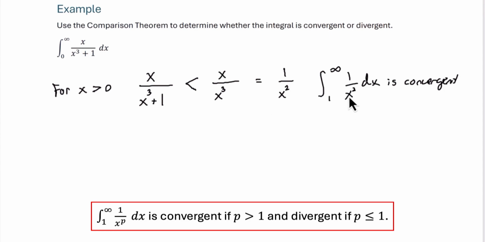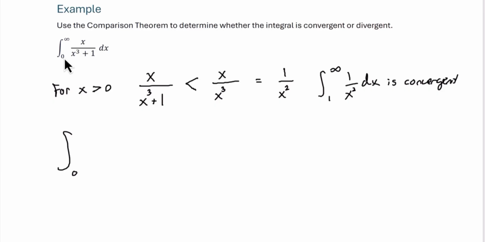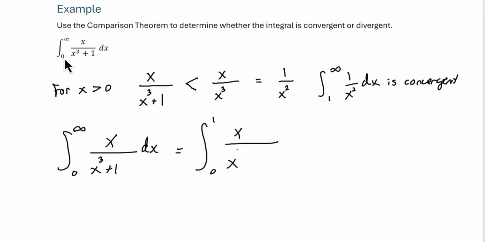Again, recognize that this fraction is actually bigger, so if the bigger integral is convergent, then the smaller one will be as well. But take note of the limits of integration. We have the original is from 0 to infinity of x divided by x cubed plus 1 dx. We need to rewrite that as the integral from 0 to 1 of x divided by x cubed plus 1 dx plus the integral from 1 to infinity of x divided by x cubed plus 1 dx.